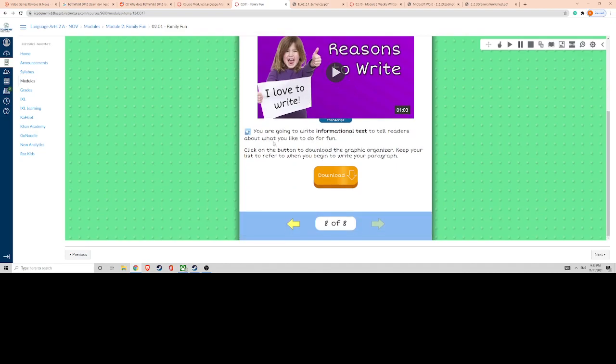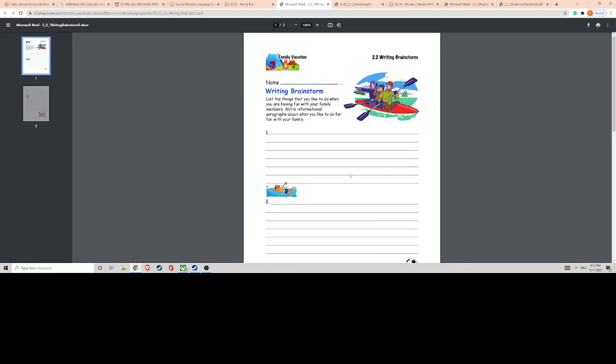So watch this video. You are going to write informational text. What does informational text mean? Information يعني معلومات يعني شغلات نتعلمها. So informational text tells readers about what you like to do for fun. Click the button to download the graphic organizer. I don't know if this is part of the homework. Yes, this is part of the homework. This is the second homework.